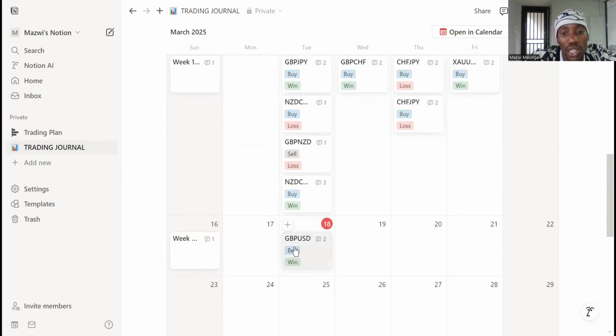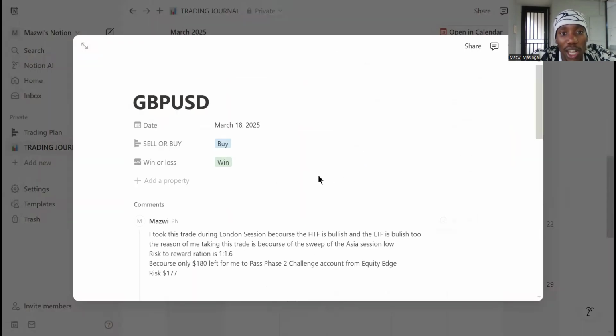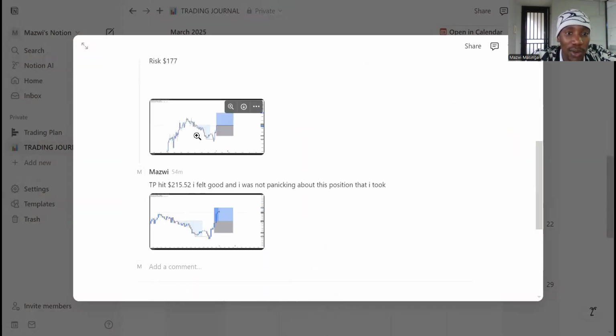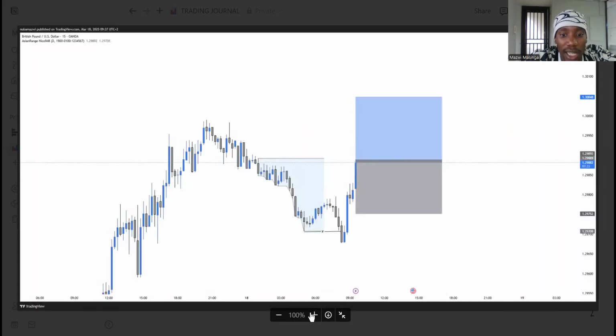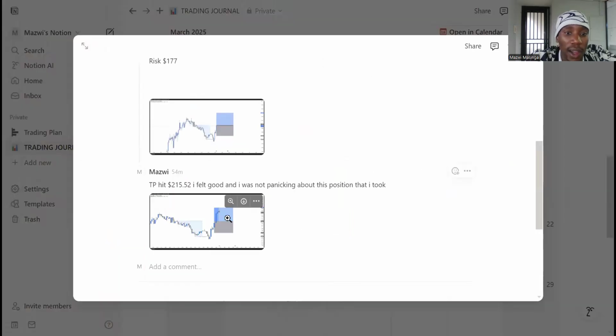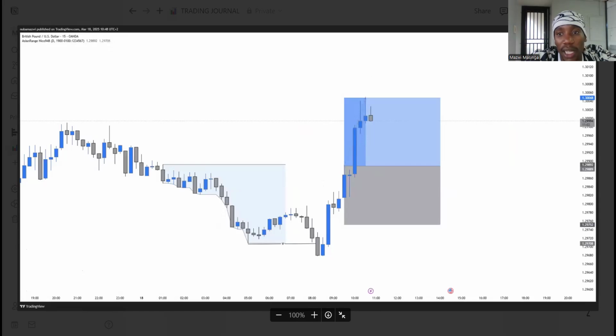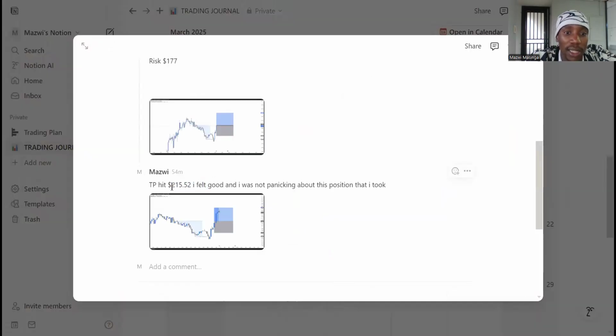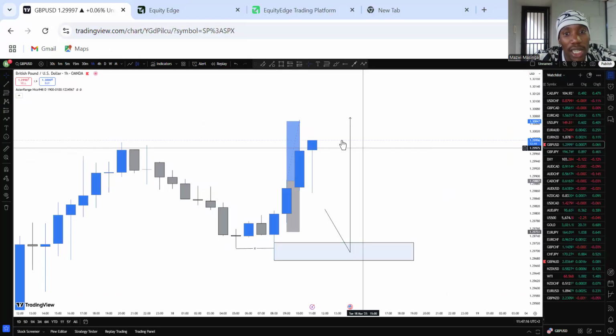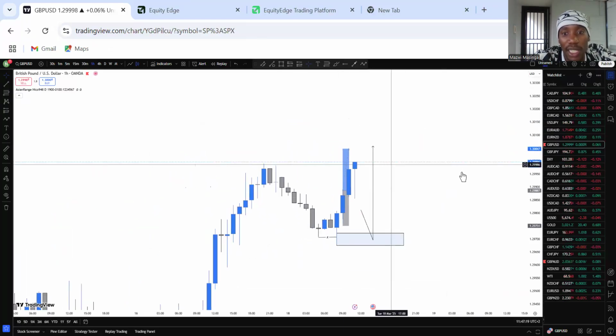And then lastly, but not least, my GBP USD trade that I showed you, that made me pass this account. As you can see, this was the trade. And as you can see, guys, I'm being transparent with you. This is what happened, and this is the money that I got. And yeah, man, no cap, this has been a good journey, and I experienced a lot of emotions and ups and downs.